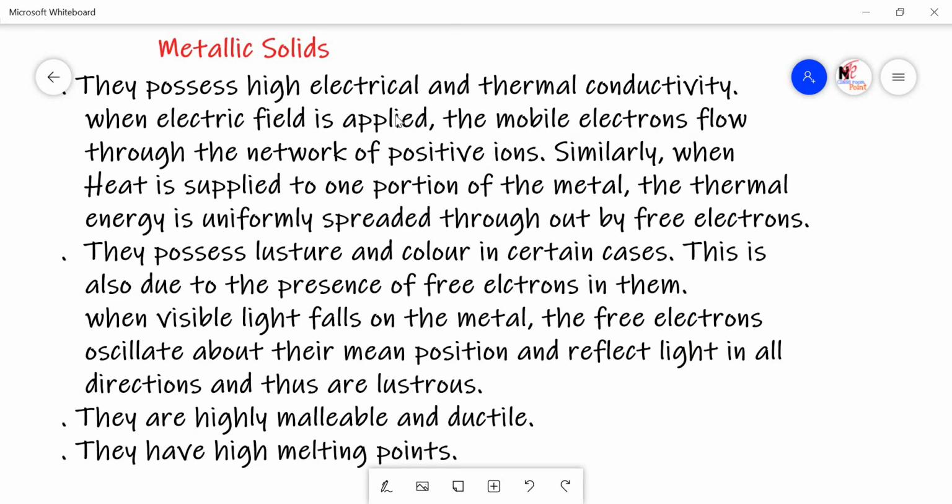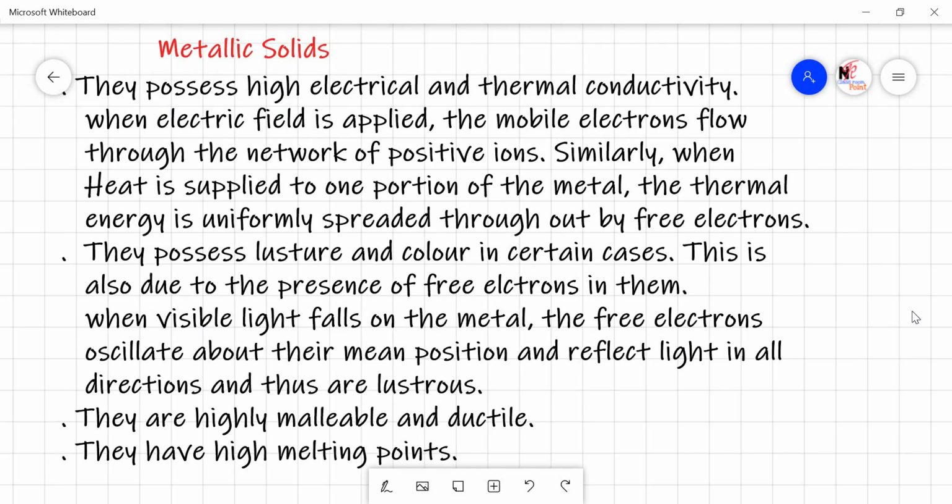So now let us discuss the metallic solids. These are the notes of the metallic solids. Before discussing these points, let me explain what types of bonds are present in the metallic solids.